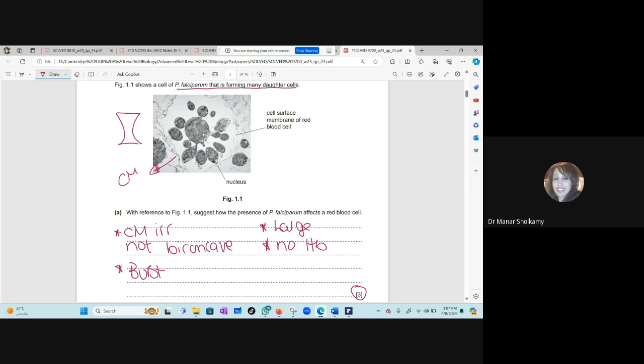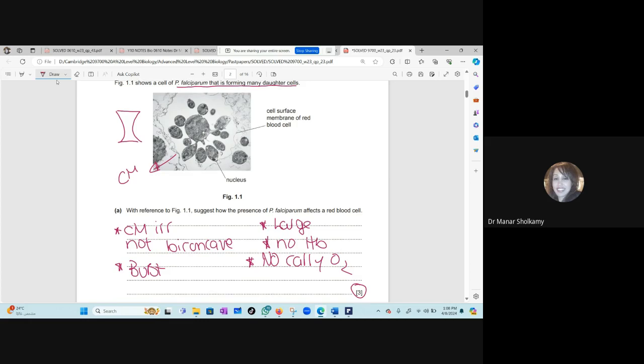It's larger. And do you think it's going to be efficient in carrying oxygen in its normal function? No. So it will no longer carry oxygen. It will be destroyed. The red blood cell will be completely destroyed. It will change in terms of shape and in terms of function, and it's not going to carry out its function.